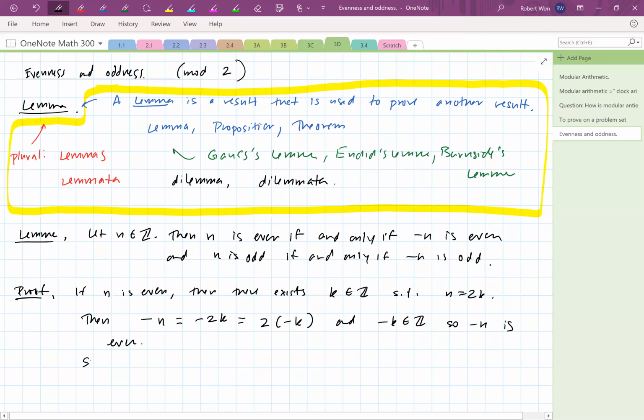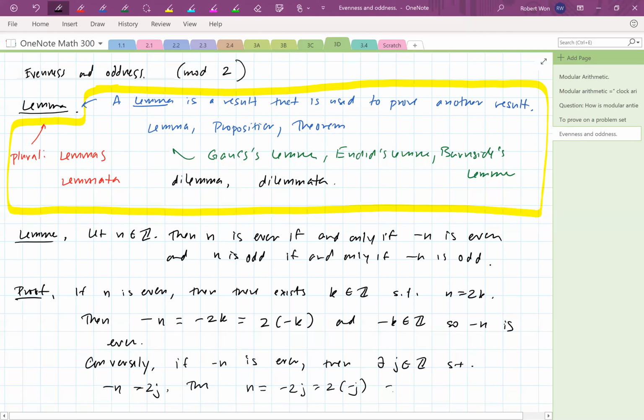Similarly, or maybe I should say conversely, because I'm proving the converse of the if and only if. If negative n is even, then there exists an integer j such that negative n is equal to 2 times j. Then n equals negative 2j equals 2 times negative j, so n is even.